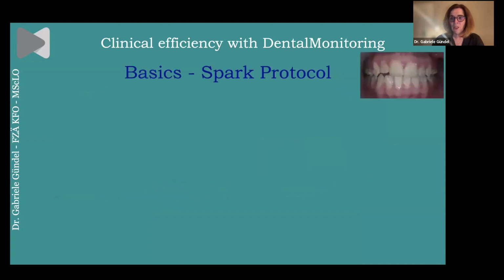It's time saving to do it with the dental monitoring. Now let's have a short look at my Spark protocol. So my Spark patients are scanning weekly. You can decide this if you have maybe an Invisalign patient. They have to wear their aligners, I think, 2 weeks. So you can also ask for a scan which the patient can make every 2 weeks.